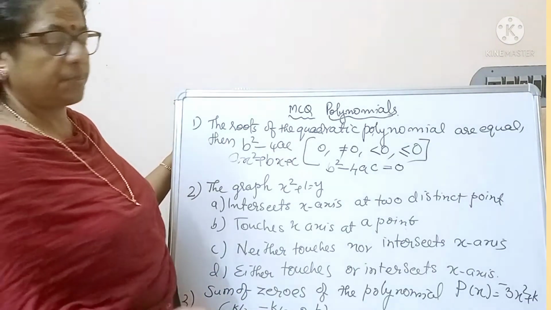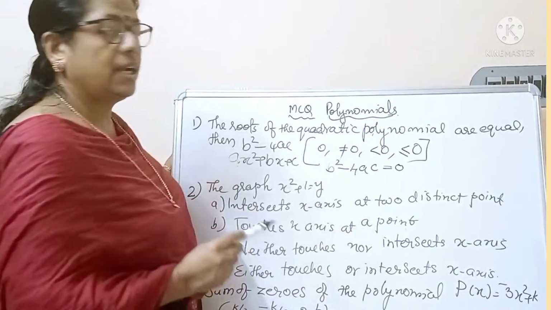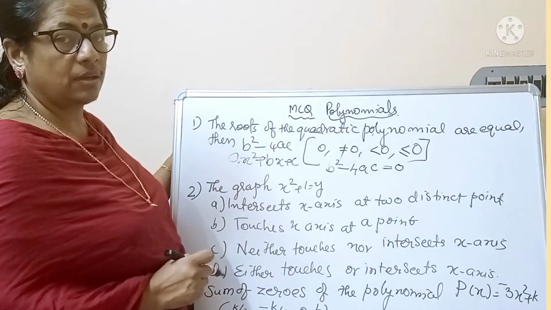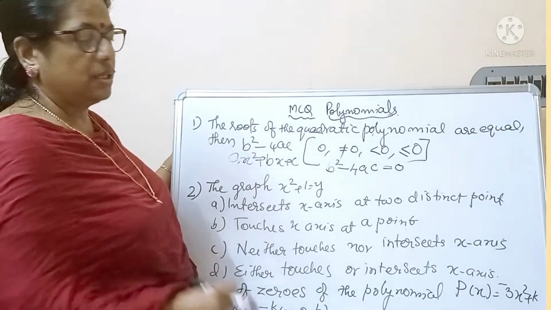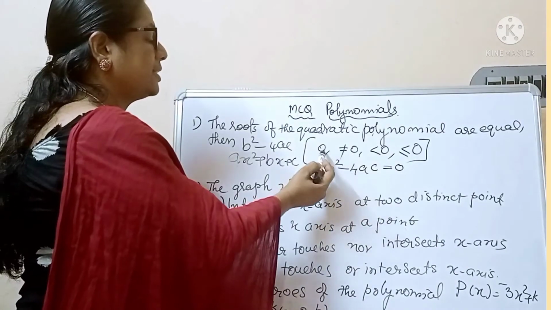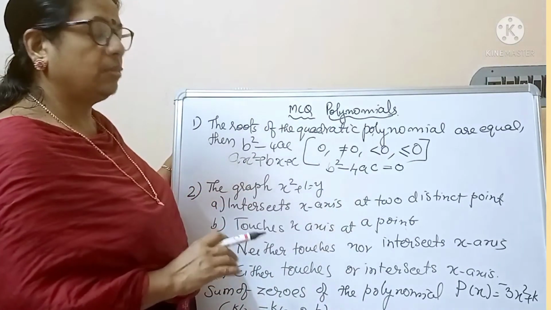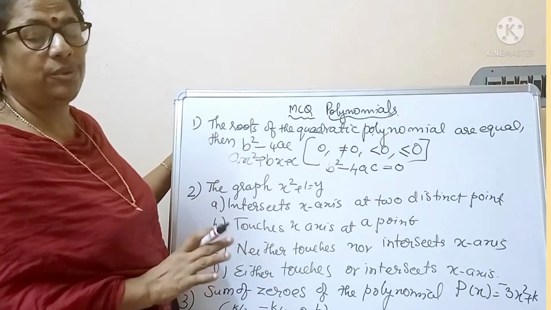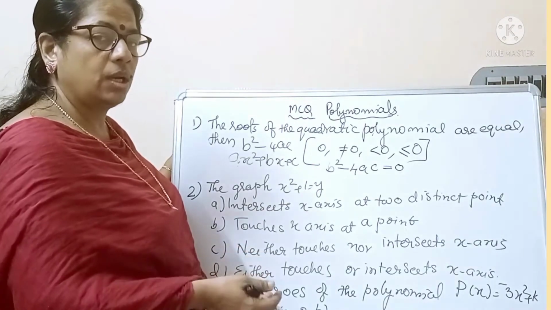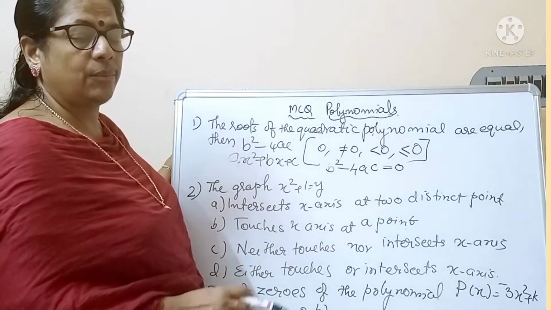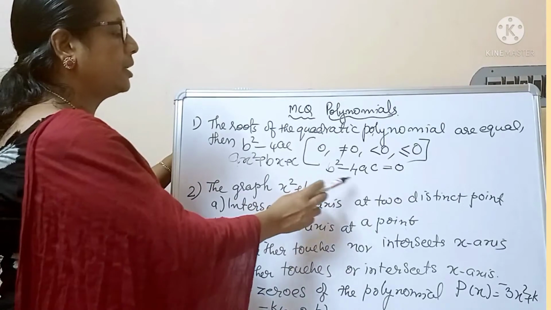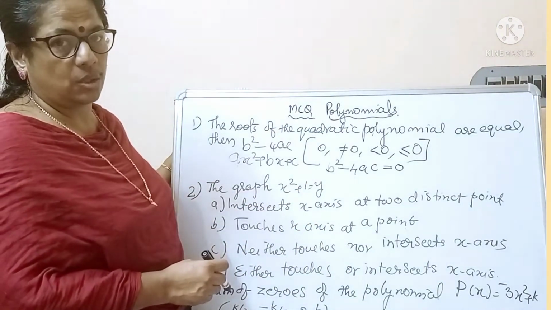We know that b square minus 4ac determines the nature of the roots of the equation. That means if b square minus 4ac is equal to 0, the polynomial has equal roots. Or the reverse, if the polynomial has equal roots, then b square minus 4ac is equal to 0.